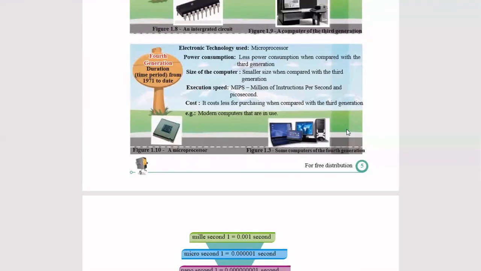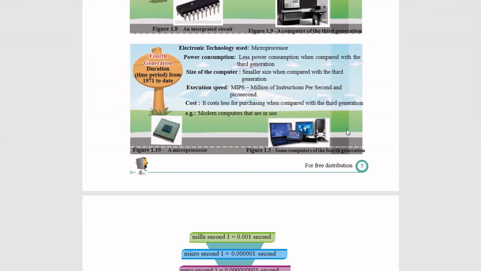If you see CPU, you should know it's central processing unit. If you see CU, you should know it's control unit. These terms, at least use a separate book and write them in a separate place. So you can quickly refer, at least weekly refer to these terms, then you will remember. Okay. So MIPS, millions of instructions per second, and picosecond.